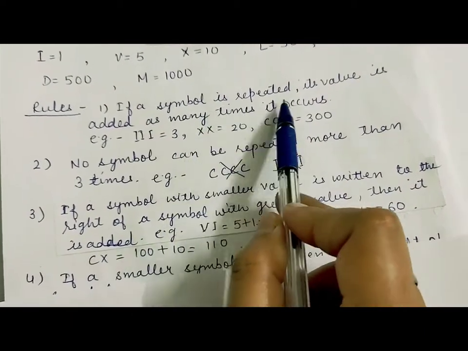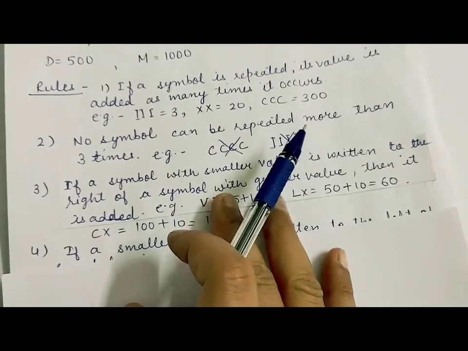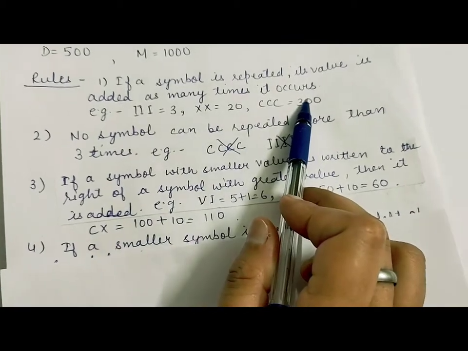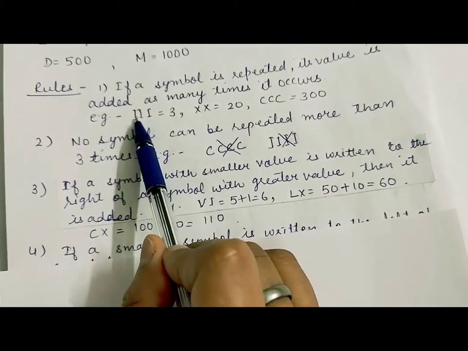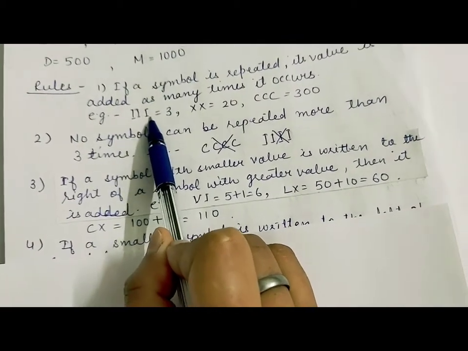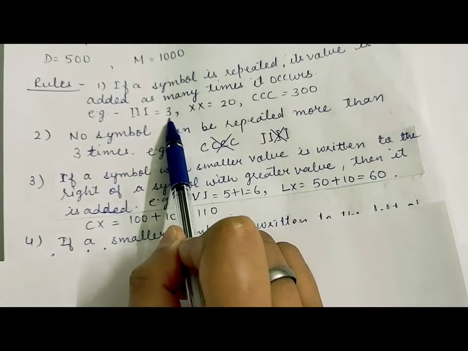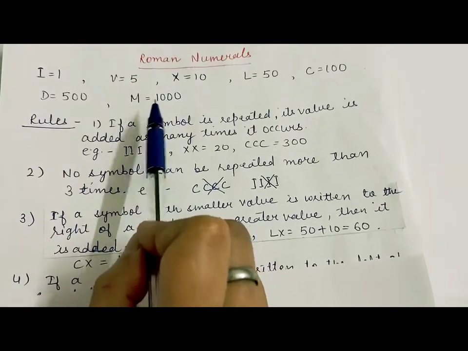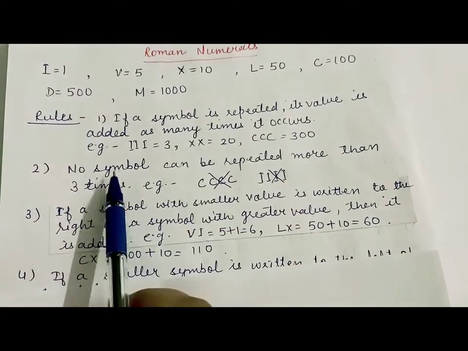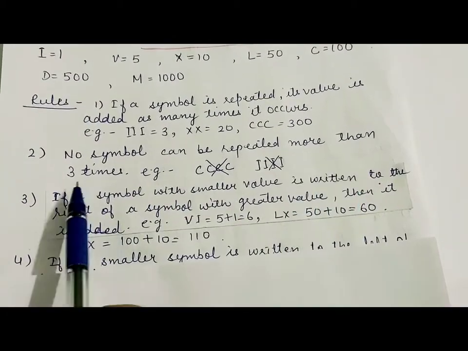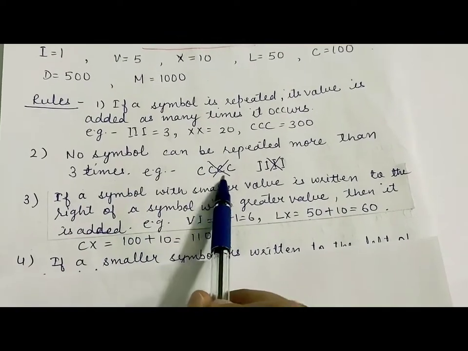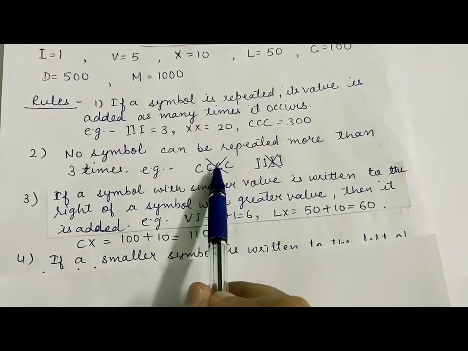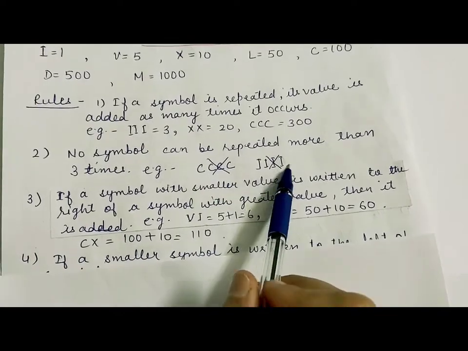If a symbol is repeated, its value is added as many times as it occurs. Means this is 1 plus 1 plus 1 equals 3. We can add them. 10 plus 10, 20. X represents 10 as it is written there. No symbol can be repeated more than 3 times. If you repeat any symbol more than 3 times, this is wrong.